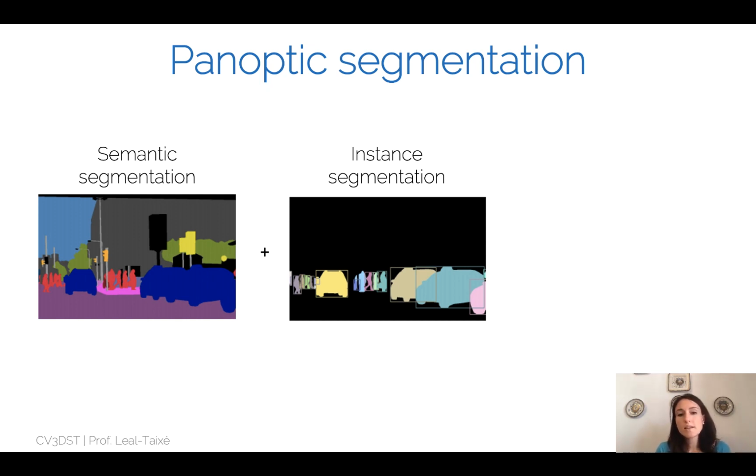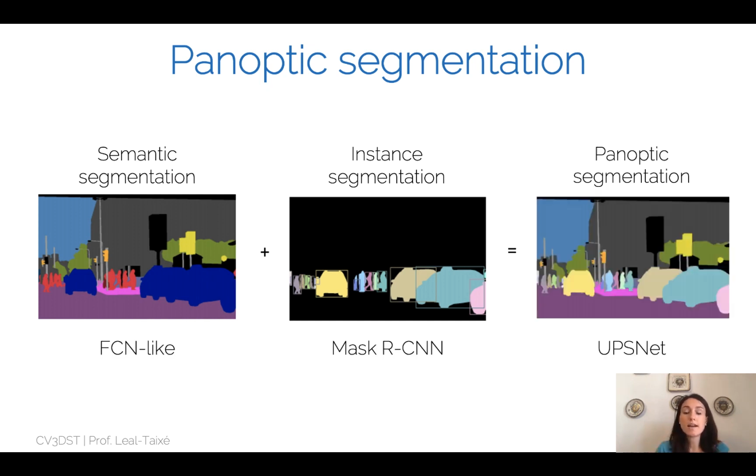But the problem with instance segmentation is that it does not give us any label for the things that are not countable, for example, the grass, the sky, or the road. So the task that panoptic segmentation is trying to resolve is actually the task of combining semantic segmentation and instance segmentation. Therefore, each pixel needs to receive a semantic label, and at the same time, if the object is countable, it needs to receive an instance label.